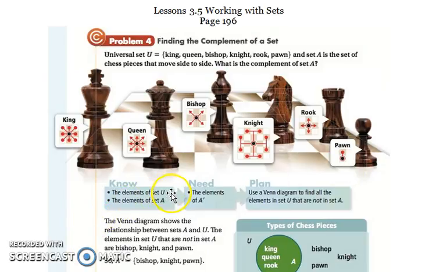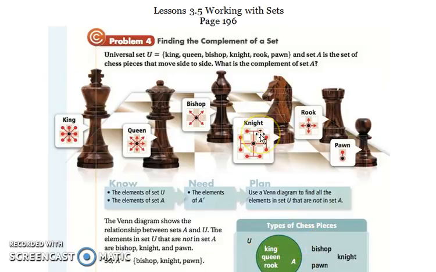The elements of the universal set is all of them. The elements of set A, the elements of the complement of A, this is what we're trying to find using a Venn diagram. Okay, so the universal ones are all 6. Okay, the universal ones are all 6 of them. The A is the ones that can move sideways.